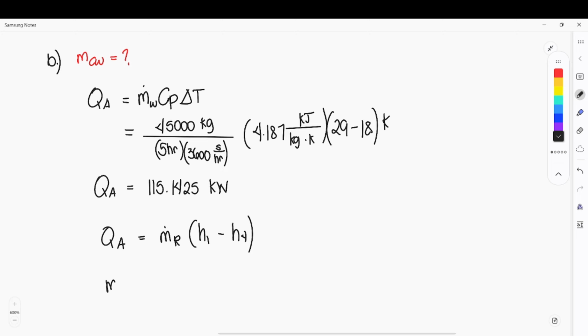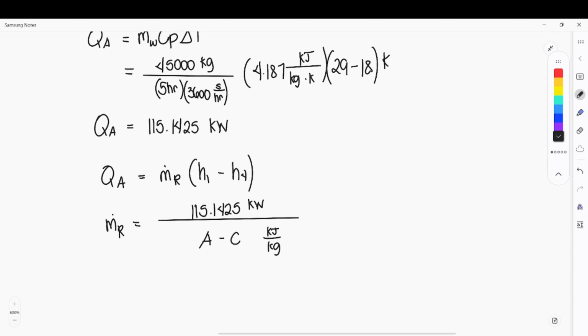And from here, we know that QA is equal to the mass of the refrigerant times H1 minus H4. So simply QA over A minus C. Unit analysis, matitira dyan is kilogram per second. Your mass flow rate of the refrigerant is 0.1086 kilogram per second. Then, store mo yan. Ginawa ko, I'd store that in number 1.